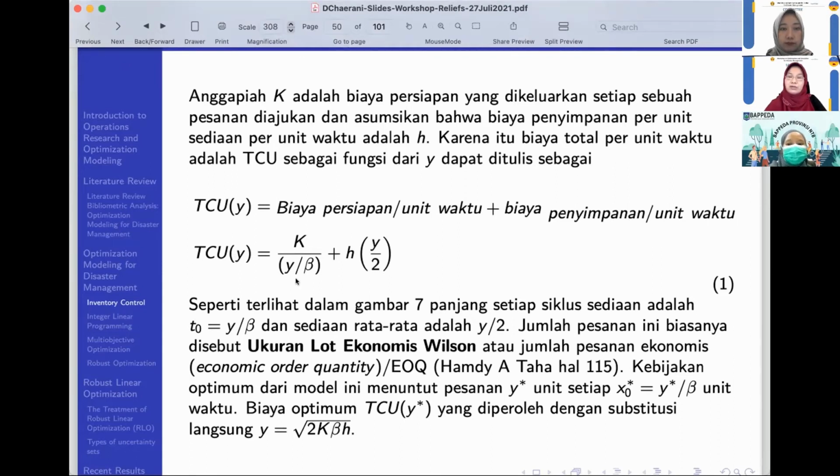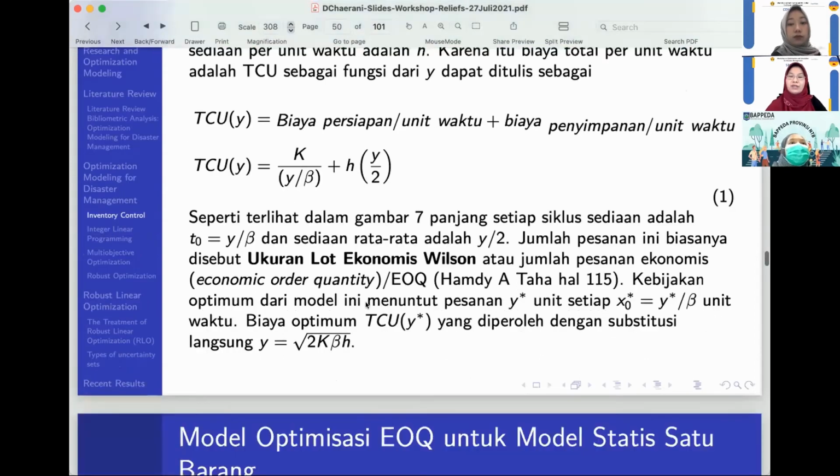Fungsi objektif yang bergantung kepada y dibentuk seperti ini: k dibagi y per beta ditambah h kali y per 2. Artinya fungsinya nonlinear. Ketika kita bekerja dengan fungsi nonlinear untuk menentukan solusi optimum dengan kalkulus, turunan pertamanya sama dengan 0, sehingga kita dapatkan ukuran lot economic Wilson-nya. Jadi lihat di halaman 115.